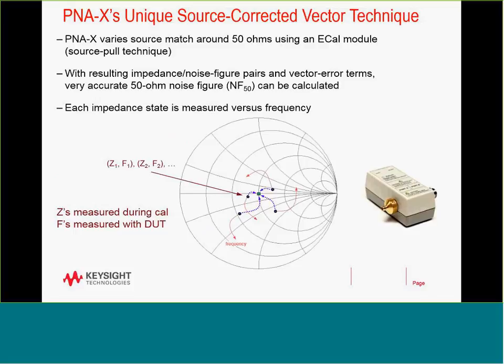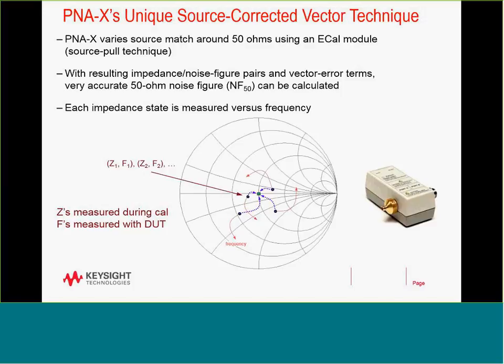So the unique vector technique that we use here is to introduce the ECal, which is basically a multi-line calibration unit, which exposes different impedances to the device. We're actually able to make all of these measurements, actually doing a source pull on the device. So the reported noise figure, a vector measurement, is the reported 50 ohm. It's not the impedance of the unknown system.